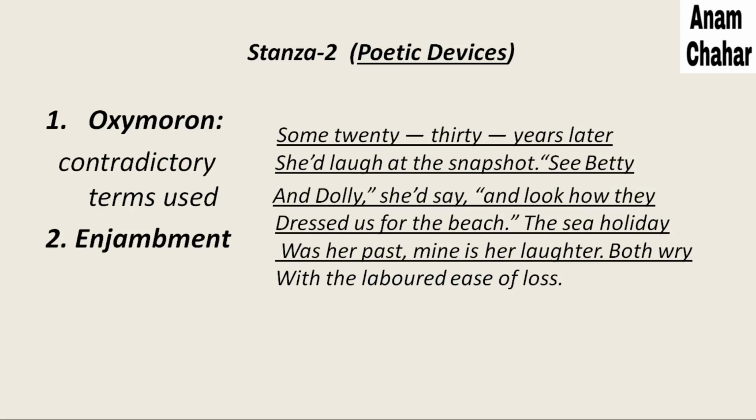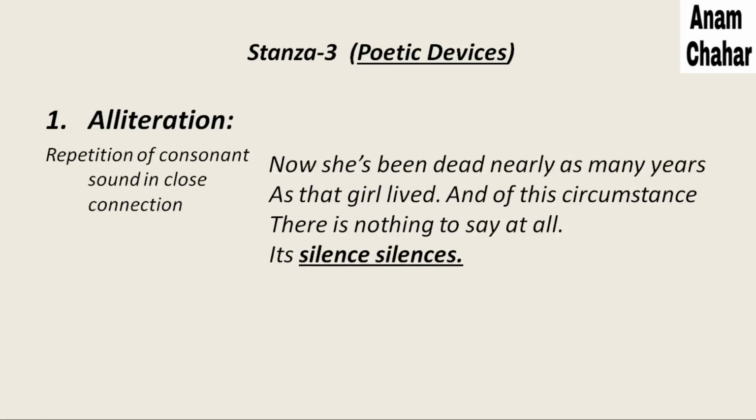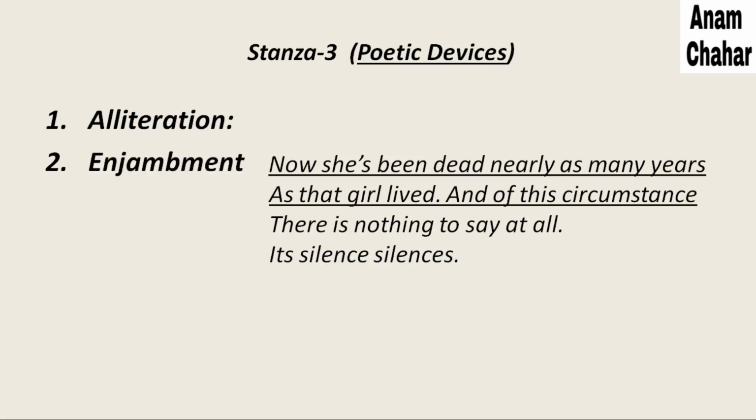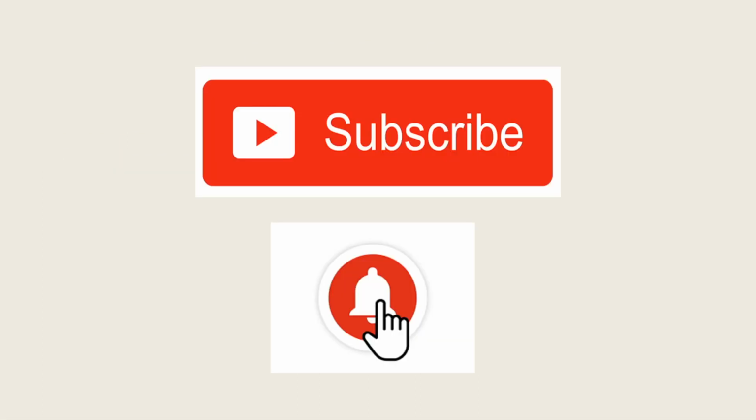Next again is enjambment. As you can see, after first, second, third, fourth, fifth line, there is no punctuation mark. So enjambment has been used here. Third paragraph, alliteration. Its silence silences. Silence. The s sound is repeated here, which is a consonant sound. So it's an example of alliteration. Again, enjambment. There is no punctuation mark after first and second line. So it's enjambment. That's all about it.